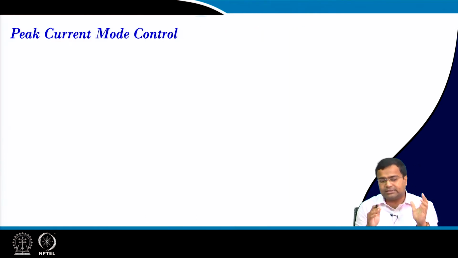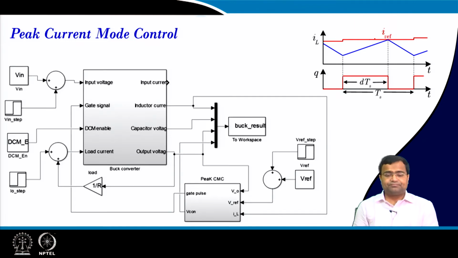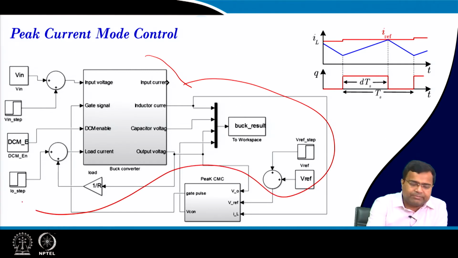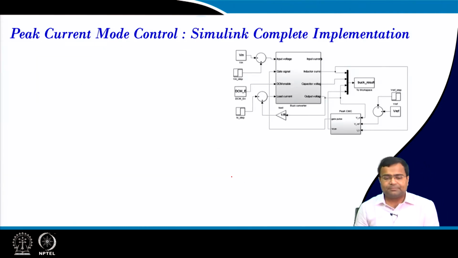Then in this class, I will also show the Matlab simulation of peak current mode control. How does it look? Peak current mode control means the inductor current is compared to the reference current. This is a complete block diagram. You see this block remains the same. Overall this block remains the same. We are not touching this block, but only this is going to change. Okay. How does it look?